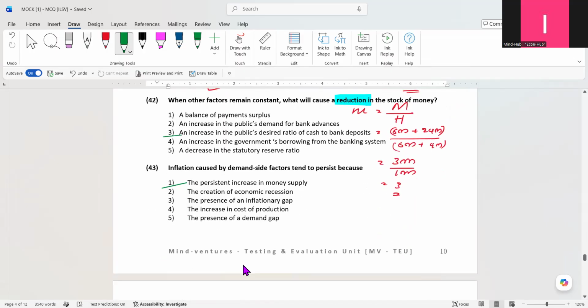43. Inflation caused by the demand side factors tends to persist because. Why does it tend to drag on, persist? Mainly because if we keep increasing the money supply, money supply is the main culprit behind sharp increases in aggregate demand, pulling up prices, which means demand pull inflation. Answer number 1.